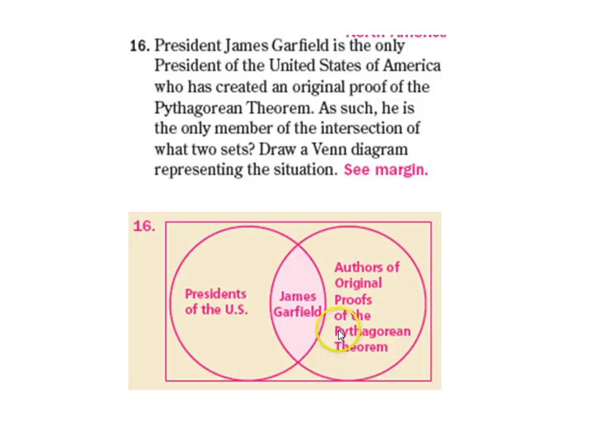And he is the only member of these two sets, presidents and authors of original proofs of the Pythagorean theorem. No other president has done this. Other people have, but no other president has created an original proof of the Pythagorean theorem. And everybody who has created an original proof of the Pythagorean theorem outside of James Garfield has not been the president of the United States. So the answer is presidents and authors of original proofs of the Pythagorean theorem.